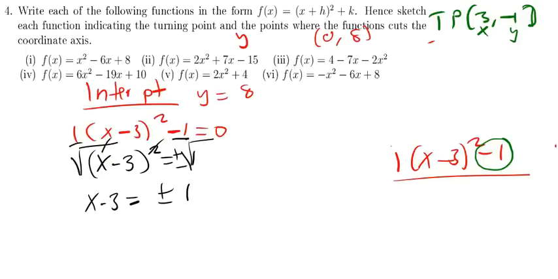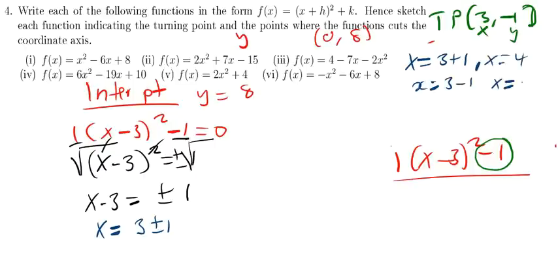When I do that, I shift this 3 to the other side. So x is equal to 3 plus or minus 1. Meaning x is equal to 3 plus 1, and x is equal to 3 minus 1. So x will be equal to 4 and x will be equal to 2.